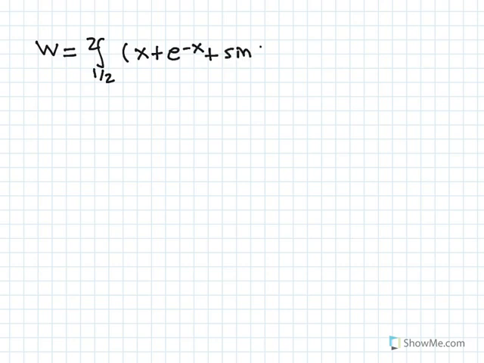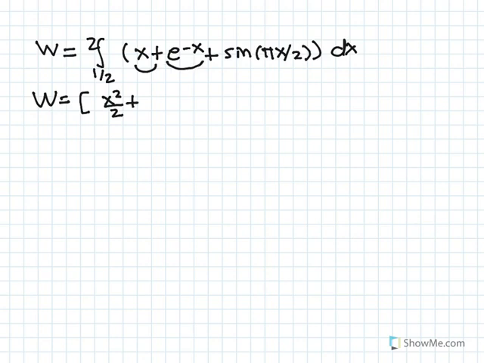All right, so we have work is equal to the integral from 1/2 to 2 of x plus e to the minus x plus sine of pi x over 2 dx. Integrating term by term, what is the antiderivative of x? Reversing the power rule, we add 1 to the exponent and divide by the same. We get x squared divided by 2. Reversing the chain rule, applying u substitution, what is the integral of e to the minus x? That's going to be e to the minus x divided by minus 1. Let's write it as minus e to the minus x.